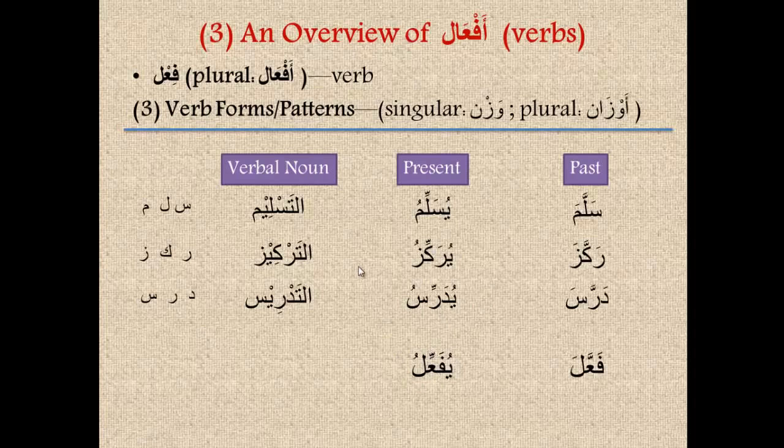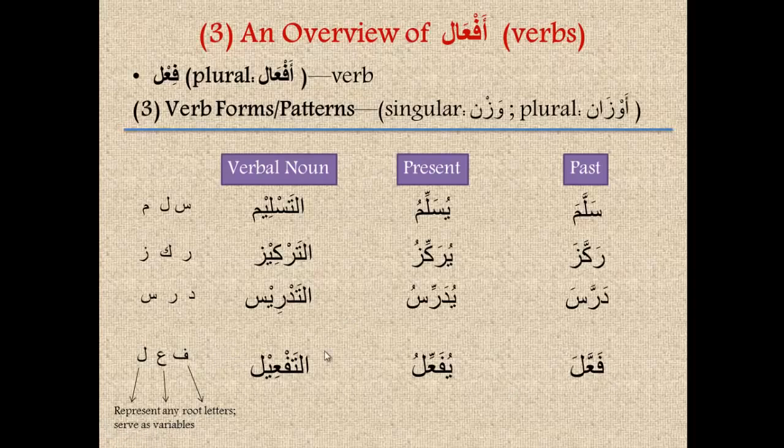Yufa'ilu. And lastly, we have the verbal noun. Let's listen again. At-taslim, at-tarkiz, at-tadris. All 3 fit onto the pattern at-taf'il, where again the fa, the ayn, and lam act as variable roots. So the fa, the ayn, and lam can represent any root letters. They act as variables.